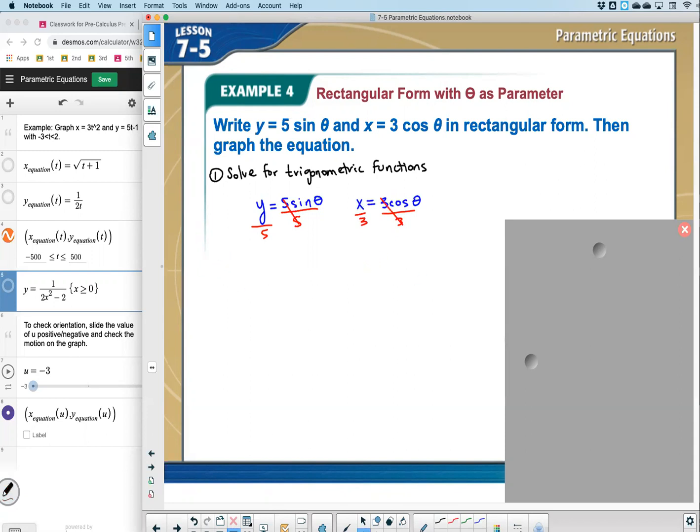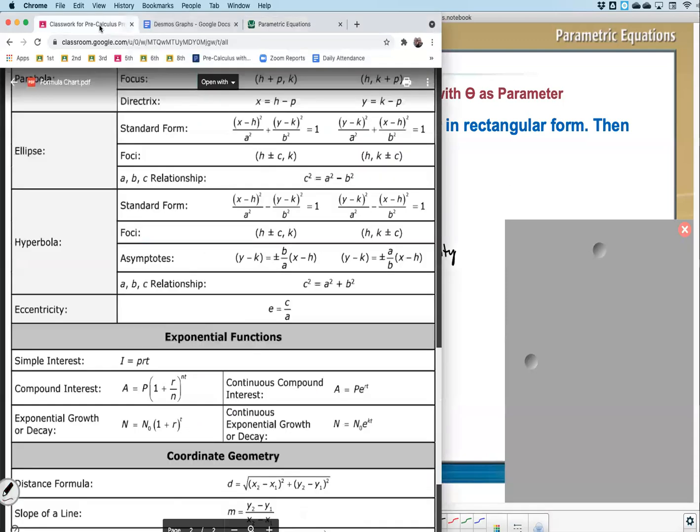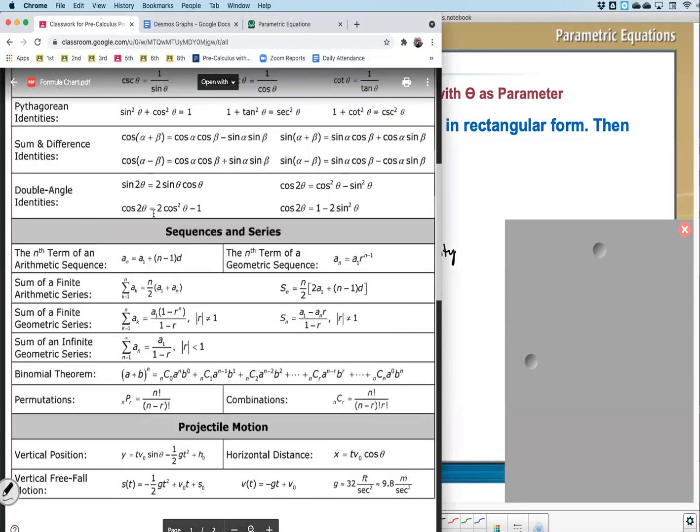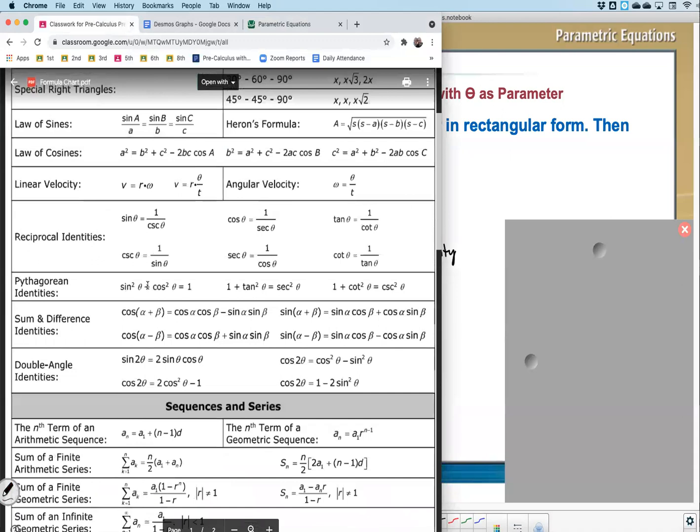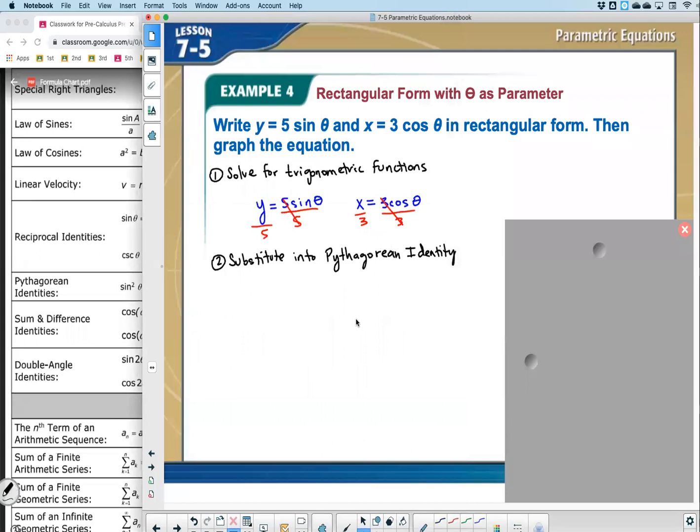Step 2. We're going to substitute into, you don't have to use this identity necessarily, but it's the easiest because it usually connects them, the Pythagorean identities. Substitute into Pythagorean identity. Now, on this particular problem, I was given a sine and a cosine. So when I go to my formula chart, I'm going to take the Pythagorean identity that has sine and cosine, which happens to be the very first one. Sine squared plus cosine squared equals 1. So that's what I'm going to copy down here.